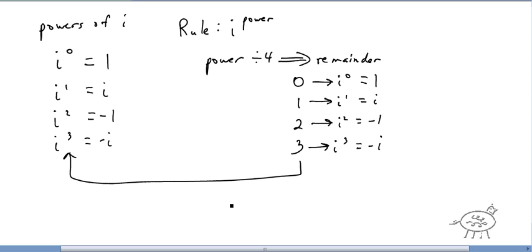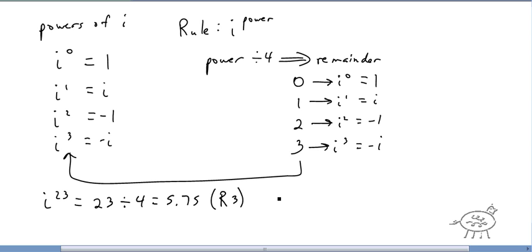Okay, so let's just do a couple examples. We'll fit it all on the screen here. i to the 23rd power. Well, I'm just going to use my calculator, 23 divided by 4. If you did it in your calculator, it's going to give you 5.75. And you need to realize, you guys are all smart kids, that it's a remainder of 3. So that means it's just i to the third power, and i to the third power going up here is just negative i. That's the answer to that problem.